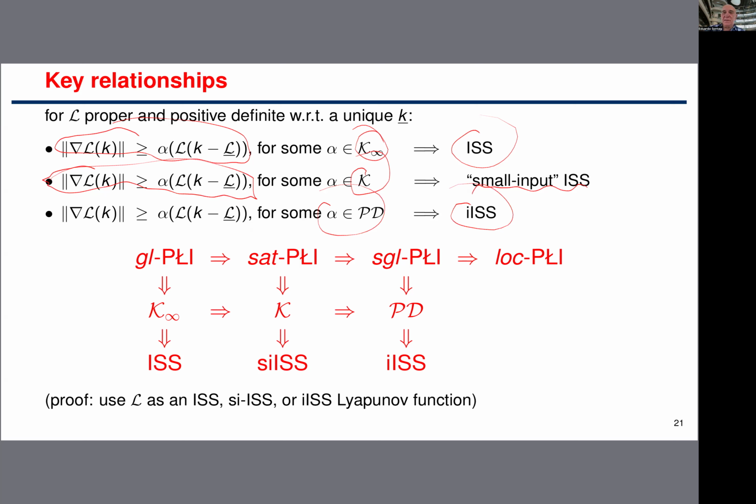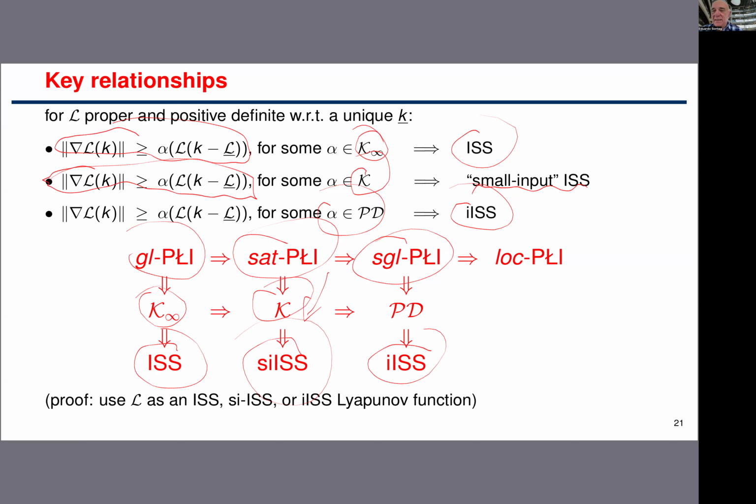And of course, if there's a global Polyak-Łojasiewicz inequality with a K-infinity function, we get ISS. If there's such an inequality in the class K case, we have small input ISS, and that's really the new result in the 2024 paper for the LQR problem. And if we have semi-global PLI, which is all that was known in the past, you only get integral input to state stability.